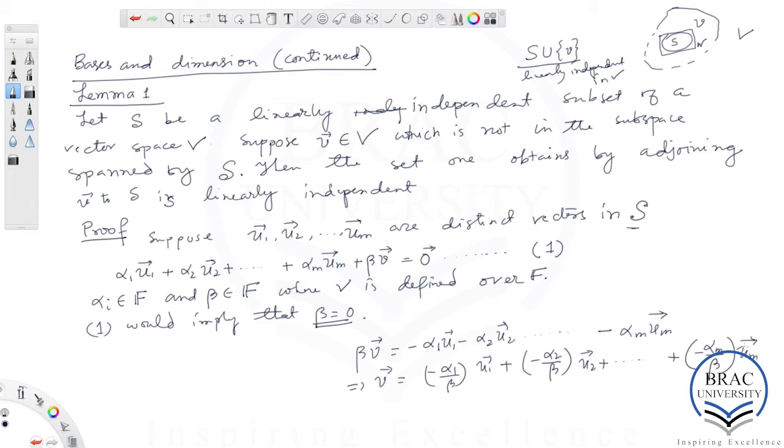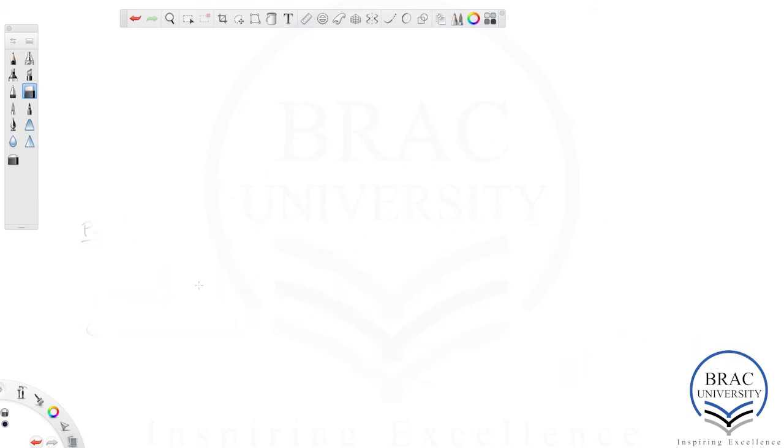Okay, which results in the fact that v belongs to the subspace spanned by these m vectors. Okay, contradicting the hypothesis that v does not belong to the subspace spanned by the set S. Okay, so beta cannot be non-zero, which means that beta is 0, right? Otherwise we would have a contradiction. Okay, let me erase everything. So beta is going to be equal to 0 in 1.